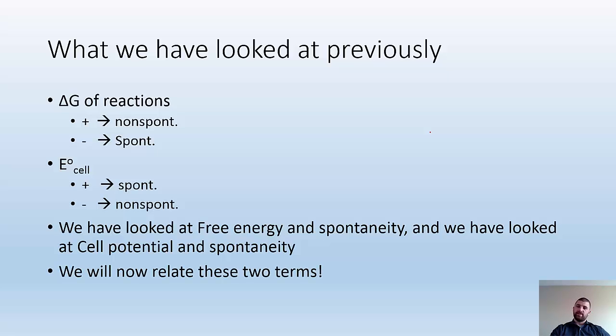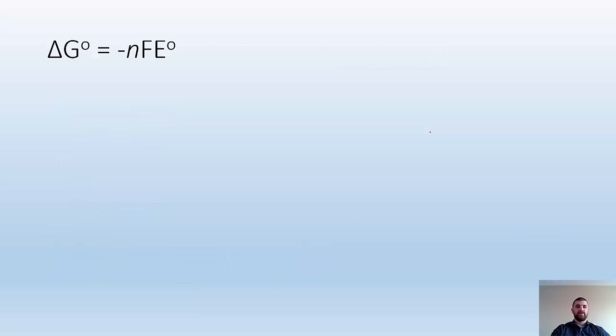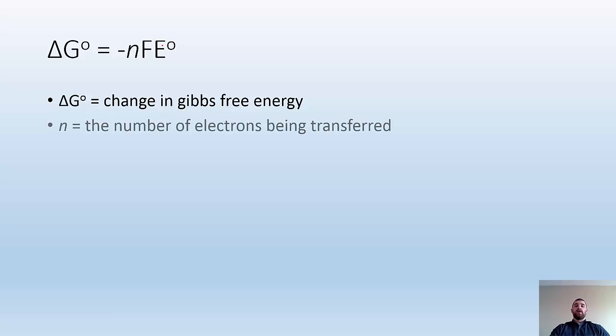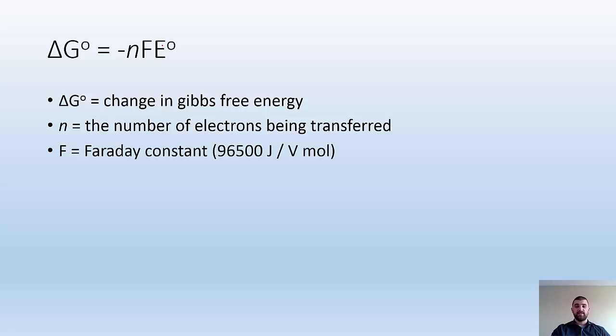So now we're going to relate these two terms, delta G and the E naught. Okay, so delta G naught equals negative nFE naught. What's all that mean? Well, delta G naught is the change in Gibbs free energy. The n is the number of electrons that are being transferred in our redox reaction. F is the Faraday constant, which is 96,500 joules per volt mole. And E naught is the cell potential.